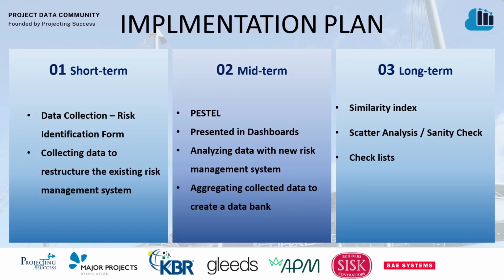So how do we see this working in practice? In the short term, we'd be able to begin data collection immediately using the risk identification form, but with the understanding that what's already in existence would need to be reanalyzed using the new drop-downs as we move forward. In the midterm, we could look at implementing the PESTEL analysis and getting that presented in dashboards, and we can start analysing that data through the new management system. We can aggregate that collected data back into a data bank, which we can then use to inform additional drop-downs that might be required, any gaps that we're missing, and then feed back in an iterative loop as to where risks may be missed from some of our profiles.